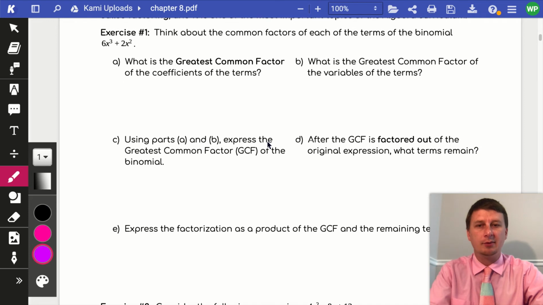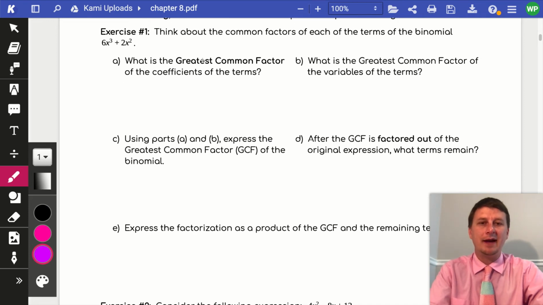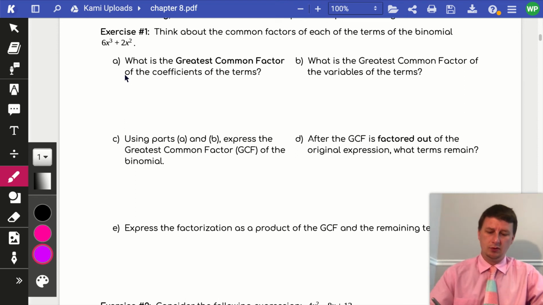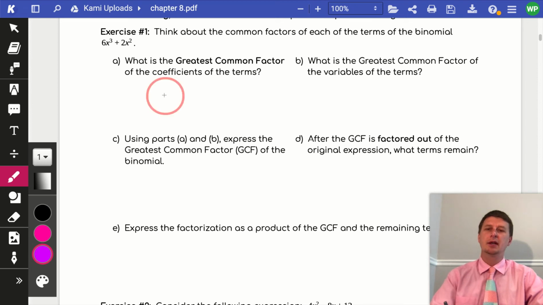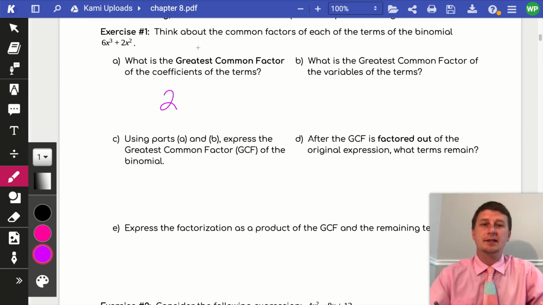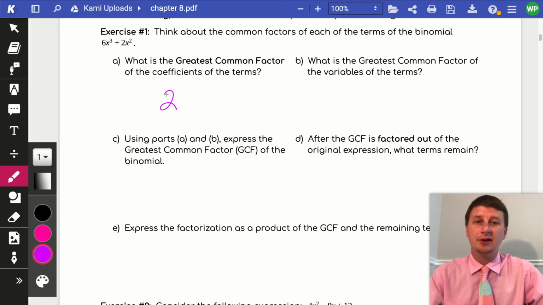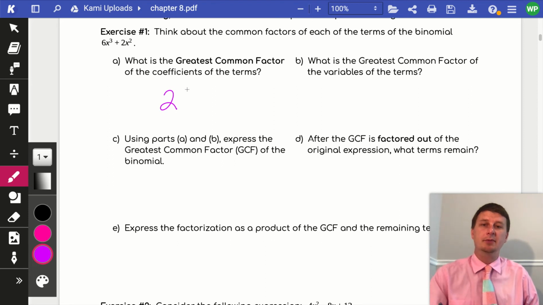So let's take a look at exercise number 1. It says, think about the common factors of each of the terms of the binomial 6x to the third plus 2x squared. What is the greatest common factor of the coefficients of the terms? So we look at the coefficients and we see a 6 and a 2. And we should recall that the greatest common factor is the largest number that's divisible by both of these numbers. So our greatest common factor of those coefficients is going to be 2, because 6 is evenly divided by 2 and 2 is evenly divided by 2. And there's no other number that's larger than 2 that evenly divides both of those numbers.